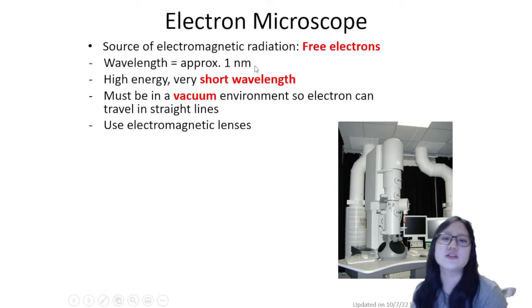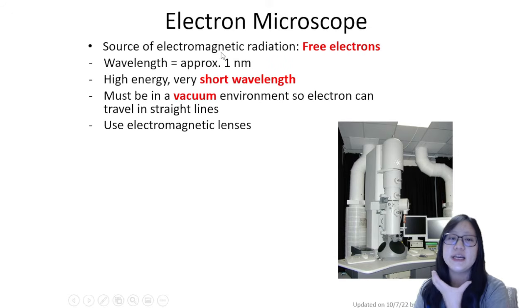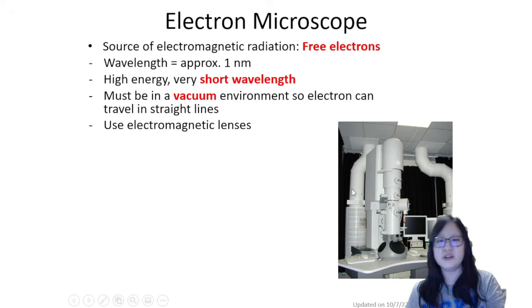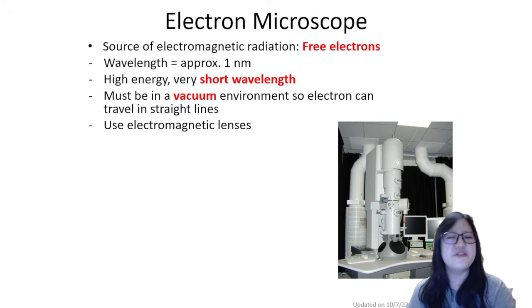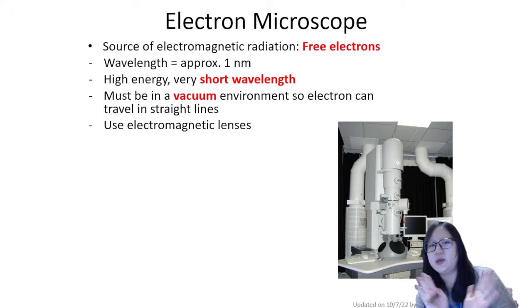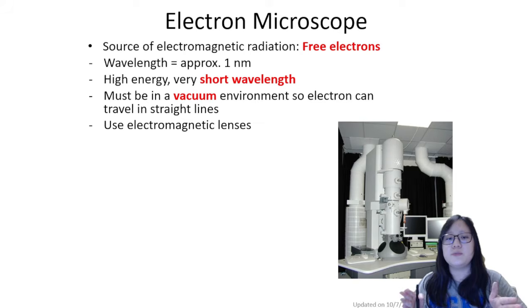The source of electromagnetic radiation here is free electrons. The wavelength, contrary to the previous microscope, is approximately 1 nanometer. That is incredibly short, very high energy. However, it's an electron and it's not visible light. So you can't reflect it using mirrors and stuff. It must be using magnets.